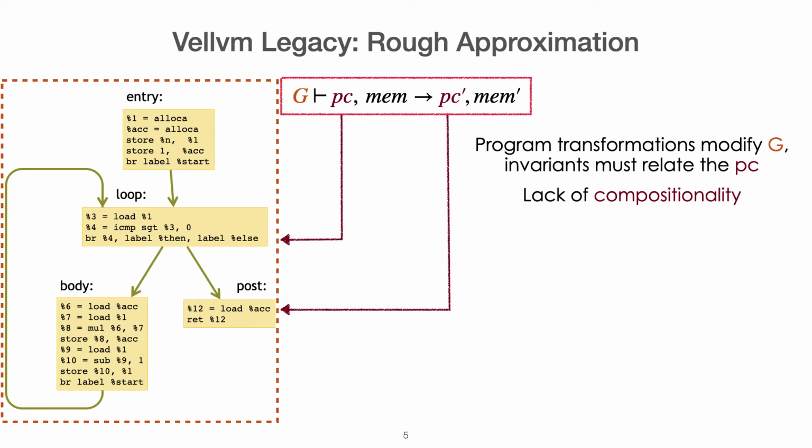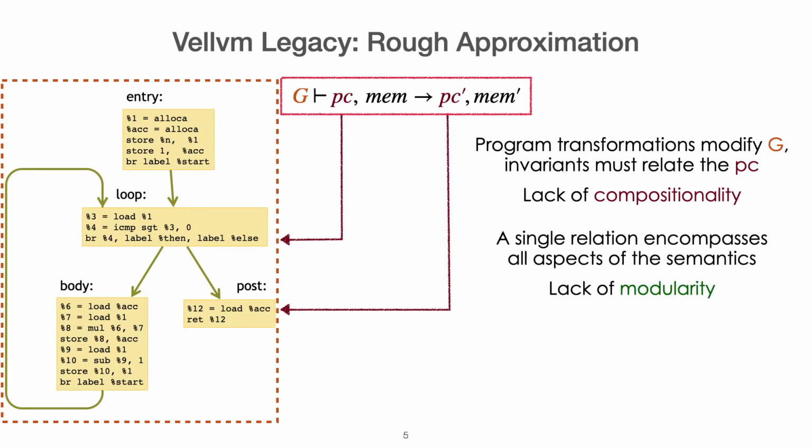The first thing that we don't like with this approach is that if you consider a program transformation, you will of course modify G. We will therefore have to relate two programs with respect to basically two different semantics, and we'll have to design invariants that explain how these program counters relate before and after optimization to compensate. More generally, you lack compositionality.